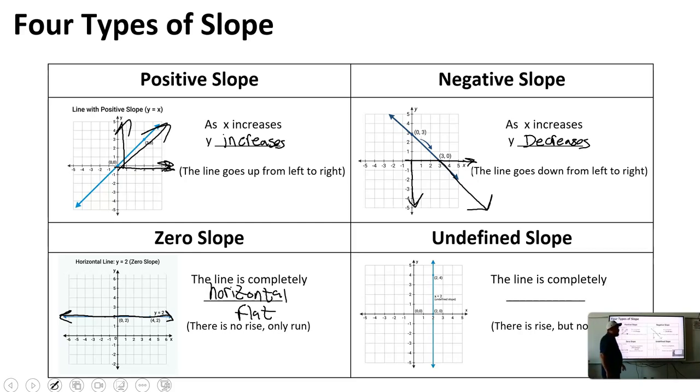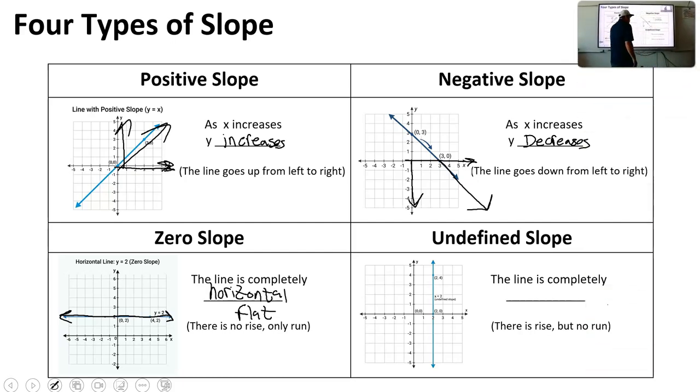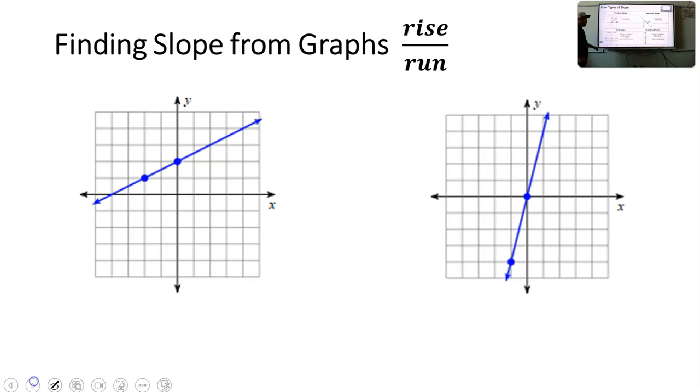And then last, we have something called an undefined slope. Okay, undefined slope means the line is completely vertical, or it's standing up. So if it's standing up, it is known as an undefined slope. There is rise, but there's no run. Whereas the zero slope, there is no rise, but there is run. So we've got the zero slope, undefined slope, negative slope, and positive slope. Those are our four different types of slopes.